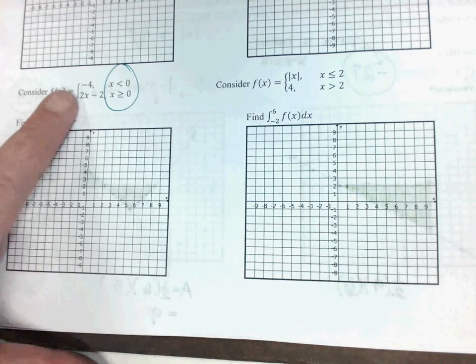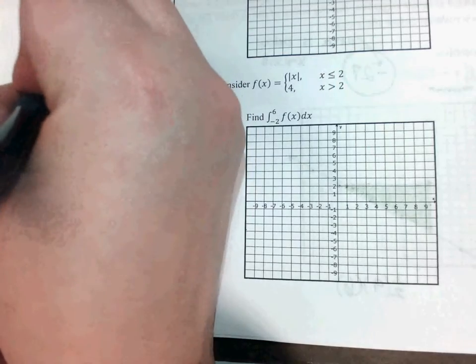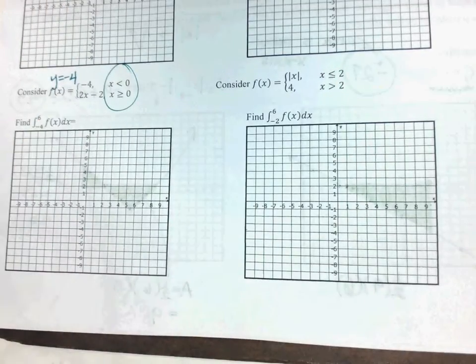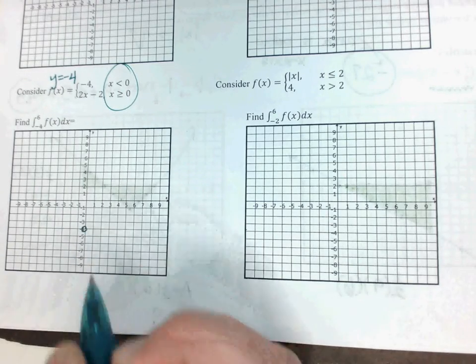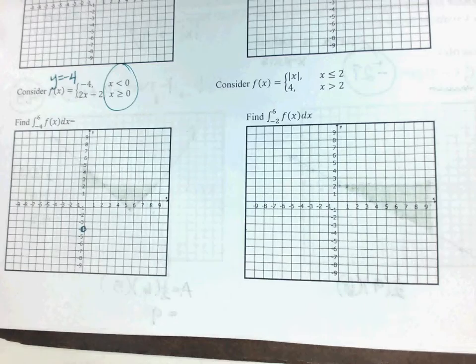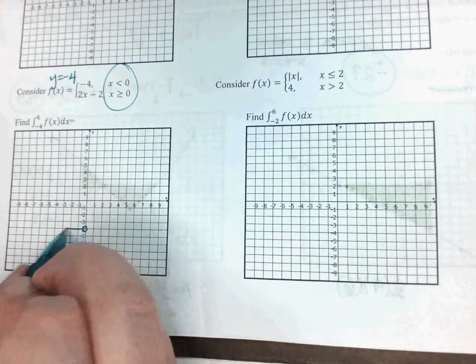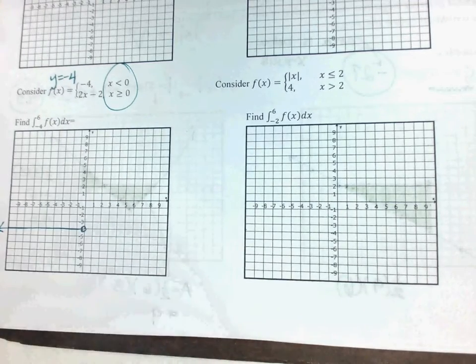What shape is y equals -4? Straight line, which way does it go though? Vertical or horizontal? Horizontal. So -4 is here. I'm going to do an open circle. And then I'm going to do a flat line across like that.